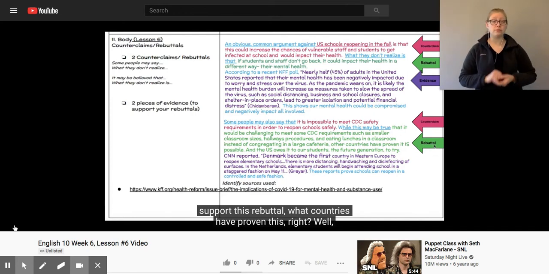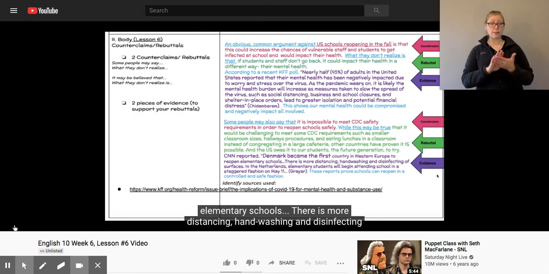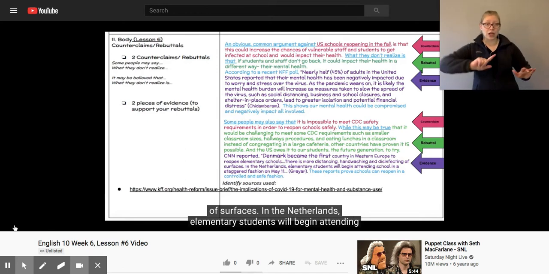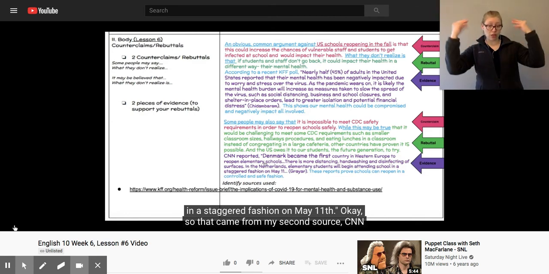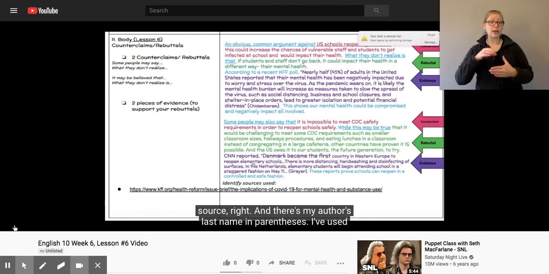What countries have proven this, right? Well, CNN reported Denmark became the first country in Western Europe to reopen elementary schools. There is more distancing, hand washing, and disinfecting of surfaces. In the Netherlands, elementary students will begin attending in a staggered fashion on May 11th. Okay, so that came from my second source, CNN source, right?